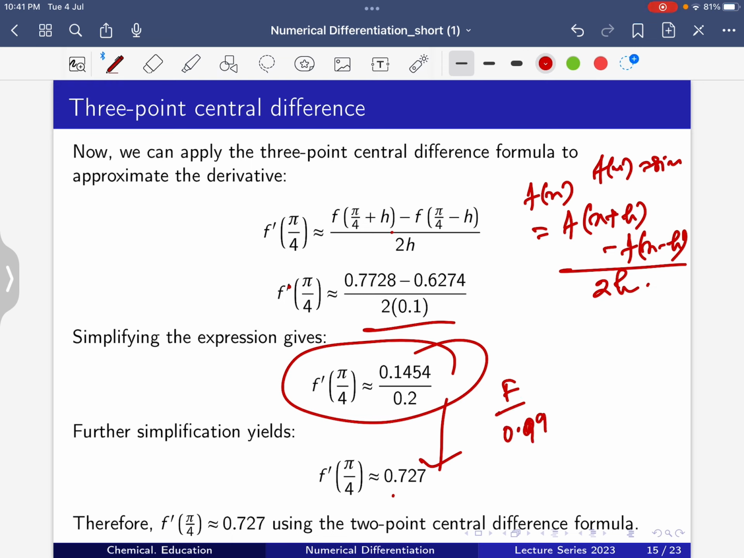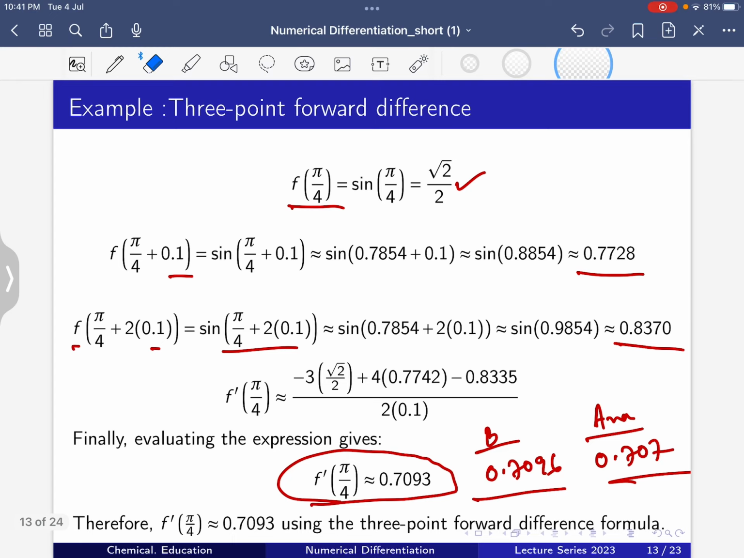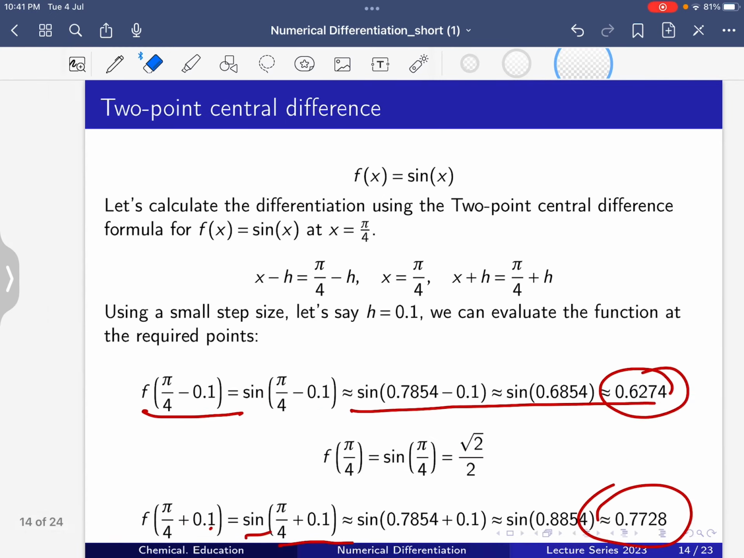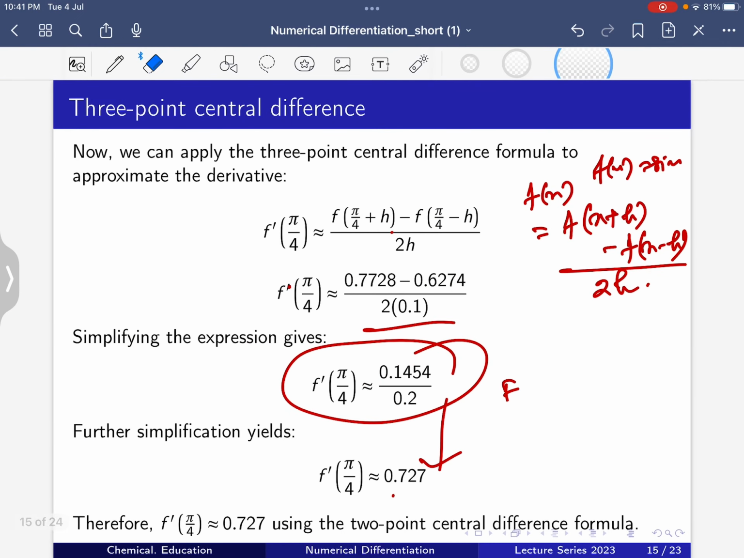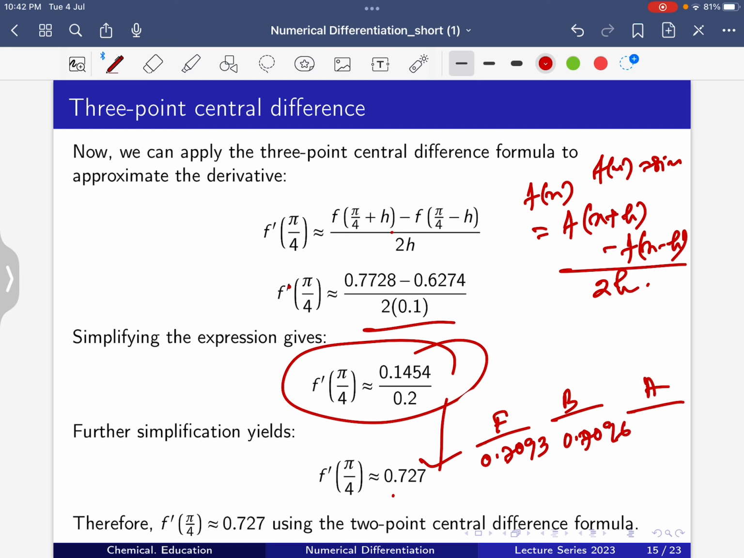0.7093, backward we got 0.7096, and analytically we know 0.707. So you can see the results are not very different, results are very nearly the same, or the error is very minimum. So all these three methods are quite popular, so we can use any method and we can easily calculate the differentiation. So this is the one problem.